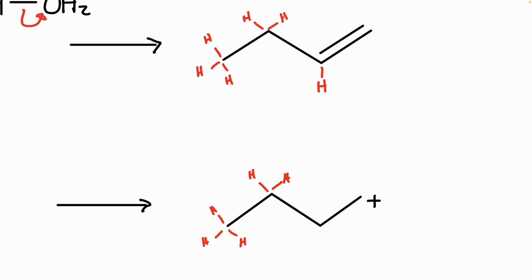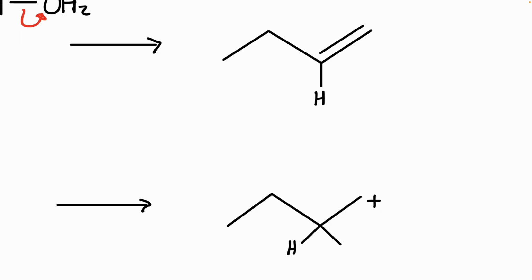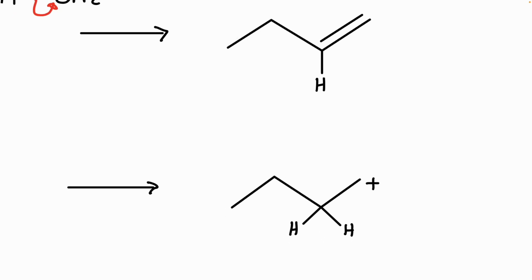So let me get rid of all these for the sake of not having too much going on. Here we have 1 hydrogen. Here we have these 2. Importantly, it's going to be this bonding pair of electrons that becomes my new carbon-carbon pi bond. This pair of electrons is going to come down and form a new bond with my carbocation.